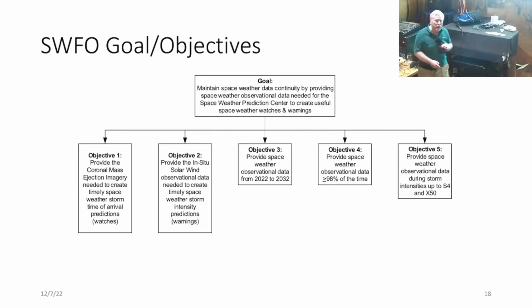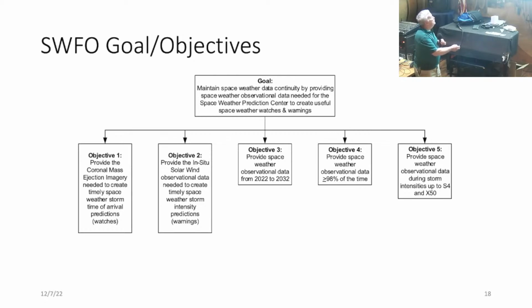And oh, by the way, SWFO is supposed to be an operational program. So there's going to be a SWFO 1 designed to last 10 years, then there'll be a SWFO 2 designed to last another 10 years, and it'll just launch to replace it forever. So we'll always have a Space Weather Sentinel at Sun-Earth L1, which will give us the warnings we need to not go back to the Stone Age. Objective 4, be able to provide those warnings at least 98% of the time.